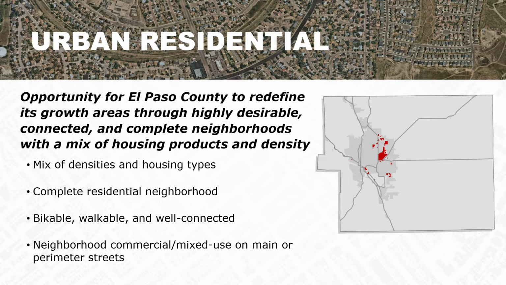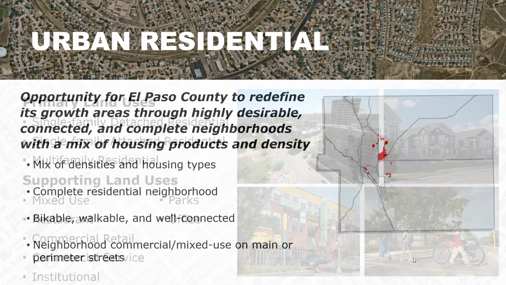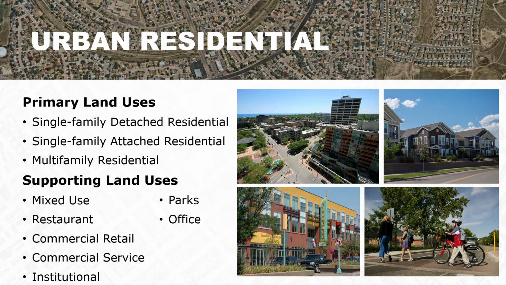These provide a mix of densities and housing types with complete residential neighborhoods, bikeable, walkable, and very well connected through every mode of transportation. These neighborhoods provide neighborhood commercial and mixed uses on main thoroughfares or on perimeter streets. The primary land uses in these urban residential areas include single-family detached residential and single-family attached and multifamily. So homes, apartments, condominiums, townhomes, you may see all of these mixed into these areas. Supporting land uses could be mixed-use development, restaurants, commercial retail, commercial service, institutional uses, parks, and offices. So again, these are very urban residential areas.